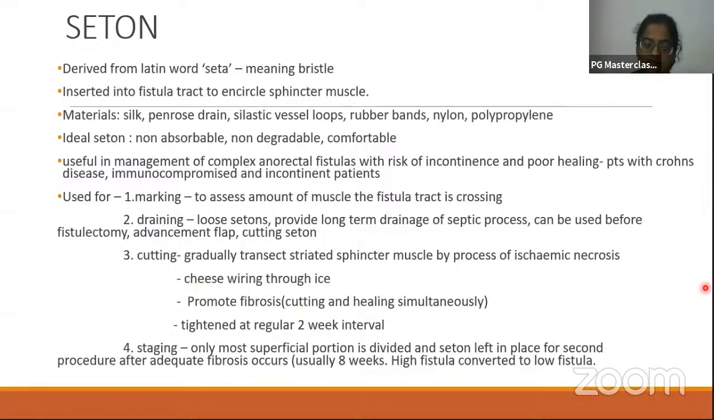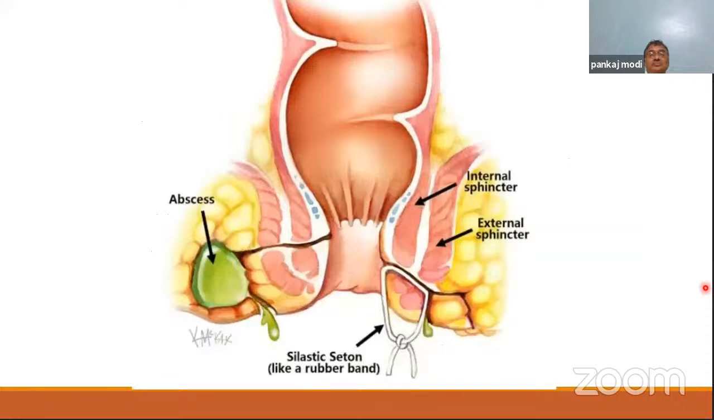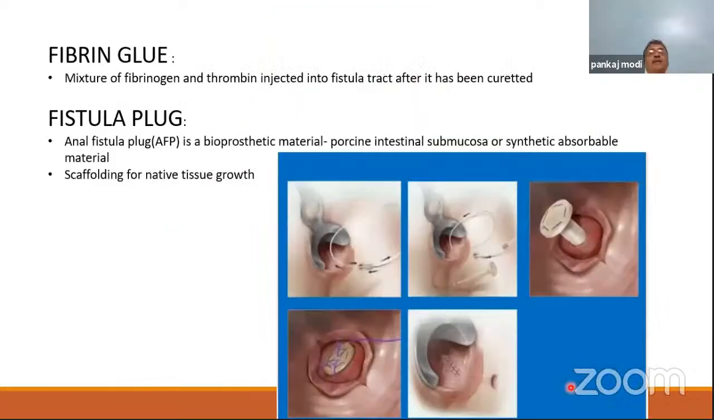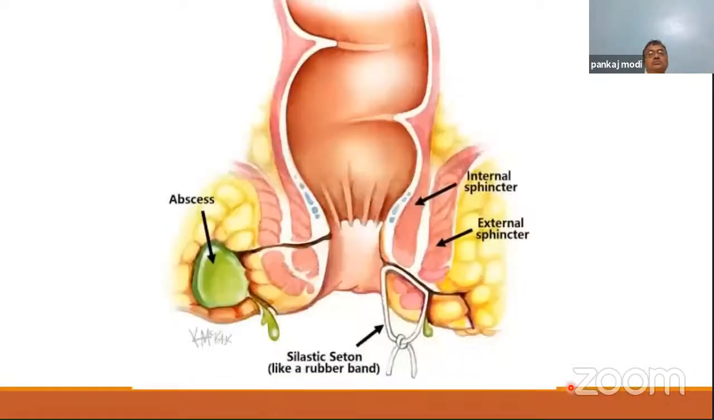Staging seton is called an... This is a diagram showing a seton placement. So the diagram is wrong. Go back. Why? This is a low fistula. Ideally, there is no need to do a seton in this case, so it is giving the wrong message. Yes, this is what the Ayurvedic people do, the rubber band, Kshar Sutra. We apply it a little higher up. There is no need for a seton below the dentate line.